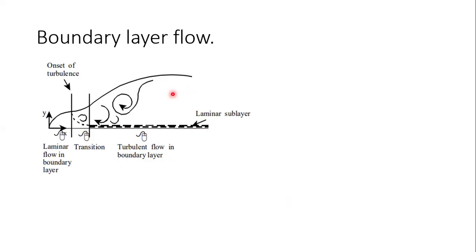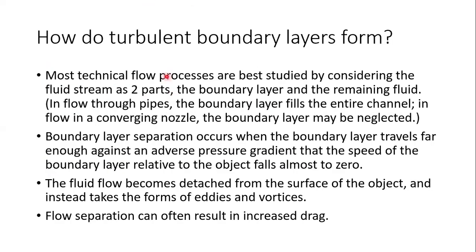So that's about 85% of that region. Now, most technical flow processes are best approached by considering the flow stream as two parts. When we want steady flow, we can consider the flow stream as two parts: the boundary layer, and the remaining fluid, or the free fluid. When you're looking at flow through pipes, the boundary layer will fill the entire channel.